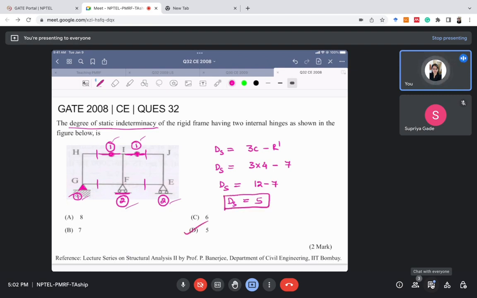So see how quickly we have calculated the degree of static indeterminacy for the rigid frame using the formula 3c minus r dash. I hope this is clear to you. You can again revisit this recording. I'll share the recording on YouTube maybe. And then in the next session, if you have any doubts, you can ask me.